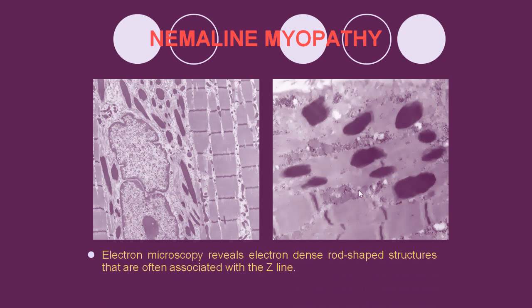Electron microscopy reveals electron-dense rod-shaped structures that are often associated with the Z line. These are the rods. Here rods nearby, as we notice here, nearby Z line. Also here, you see there is early change of the Z line called streaming, which is a non-specific electron microscopy myopathic feature.